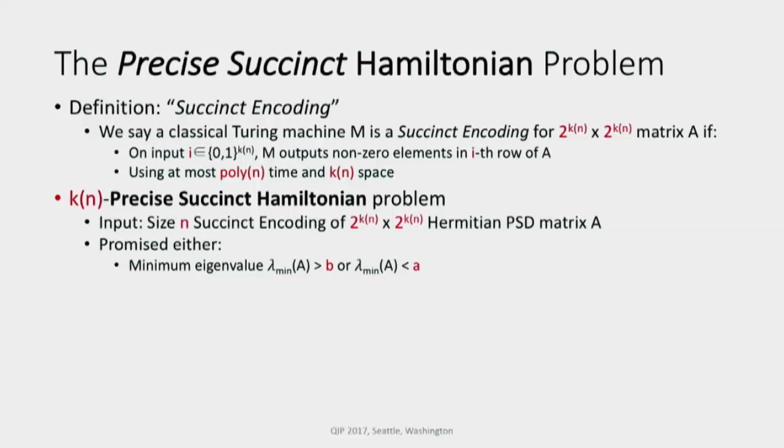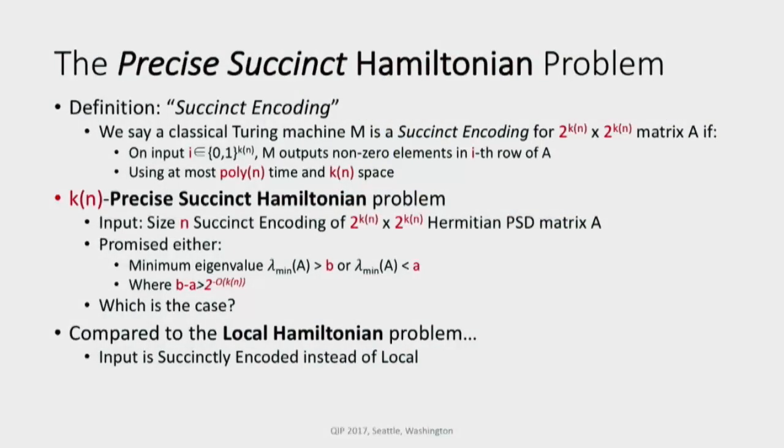Sorry, greater than B or less than A, excuse me, where the gap B minus A is bounded by an inverse exponential quantity in K of n. And we wanted to know which is the case. So this should look really familiar to us. It's very similar to the local Hamiltonian problem, which I just described, with two differences, which will make all the difference.